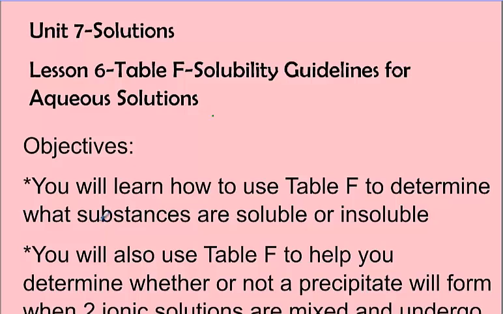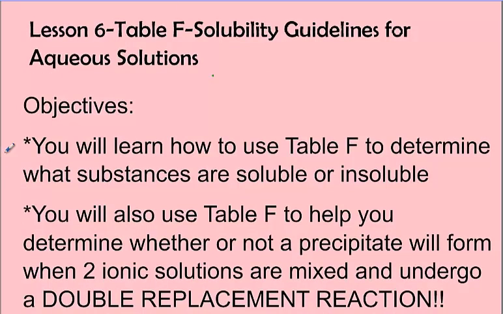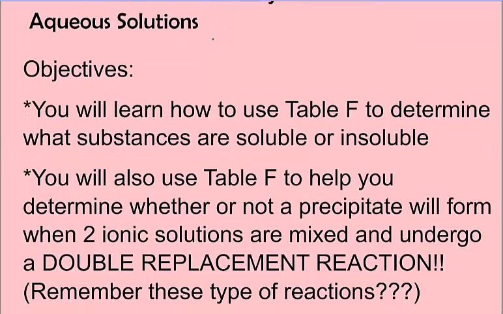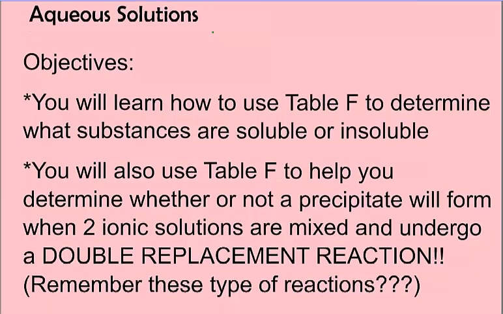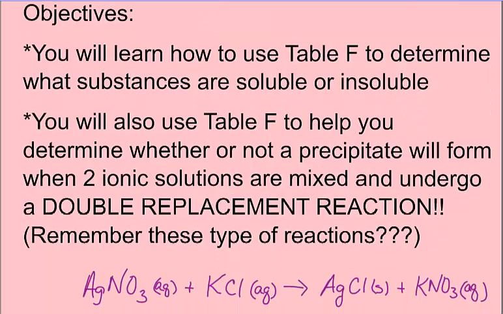All right, so this is lesson 6, continuing on with unit 7, solutions, solubility guidelines for aqueous solutions. Objectives: you're going to learn how to use table F to determine what substances are soluble or insoluble, meaning can they dissolve or not dissolve. And you'll also use table F to help you determine whether or not a precipitate will form when two ionic solutions, remember that's in the aqueous state, are mixed and undergo a double replacement reaction.